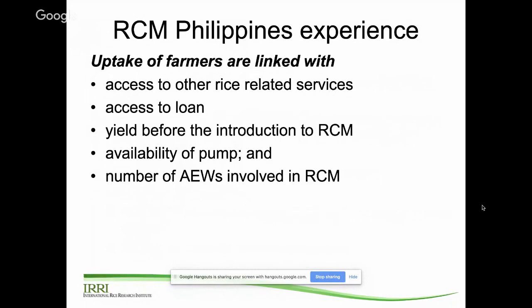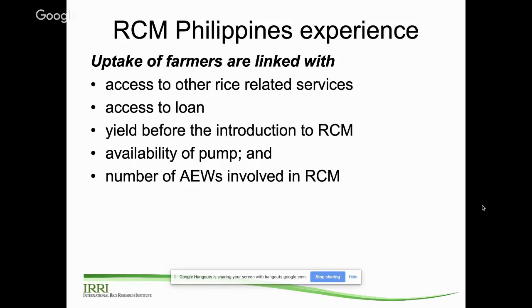Okay. So we also look at the factors affecting the uptake of farmers. The uptake of farmers is really linked with the access to other rice-related services. So if the farmers are getting other information regarding rice farming, then it's more likely that they will follow the RCM recommendation. Access to loan, because fertilizer in the Philippines is very costly. So in those areas where the farmers are getting low yields, it's because their fertilizer application is also low.